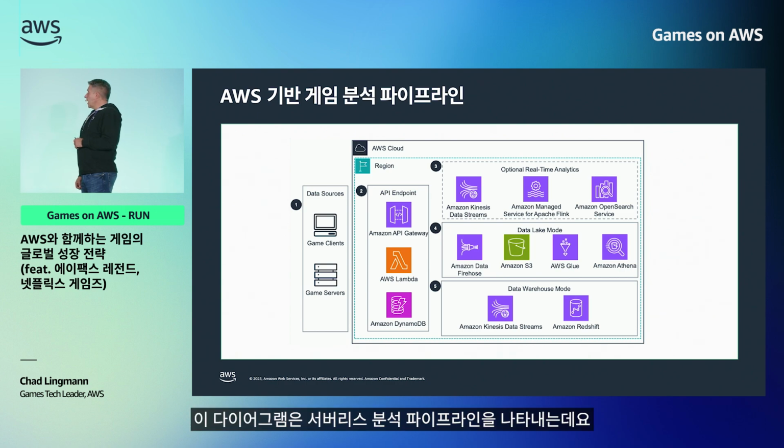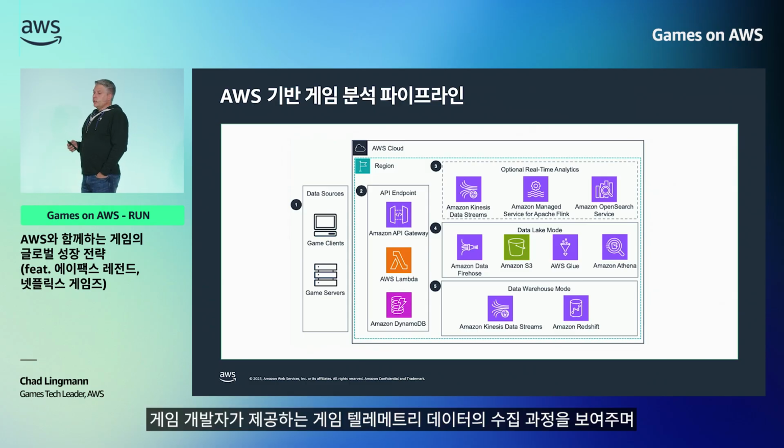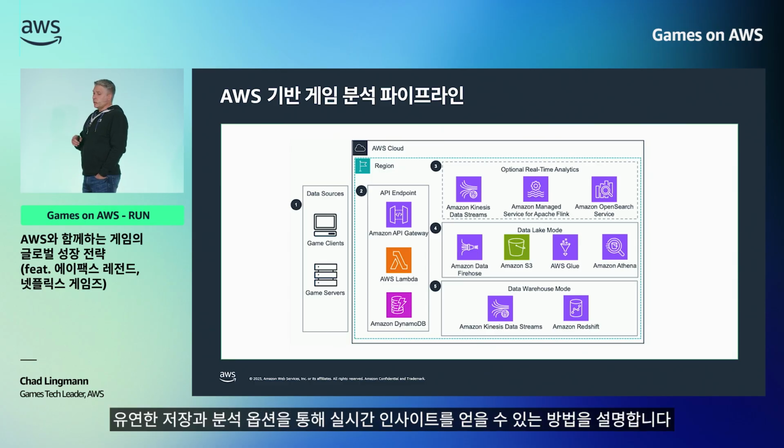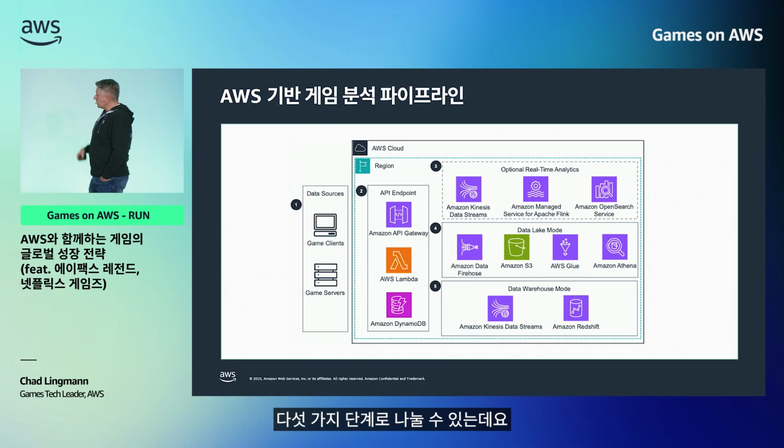So this architecture diagram demonstrates a serverless analytics pipeline. It shows you the ingesting of the game's telemetry and the data that's provided from the developers, and it shows you how you will get the real-time insights through the flexible storage or analytics options. So let's walk through it in the 5 key steps.